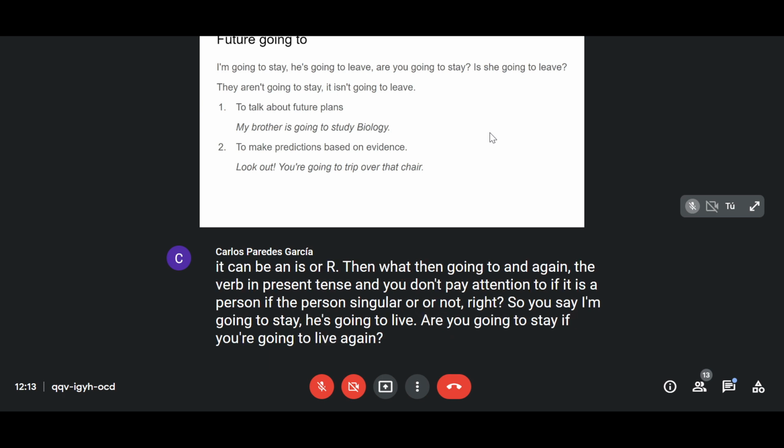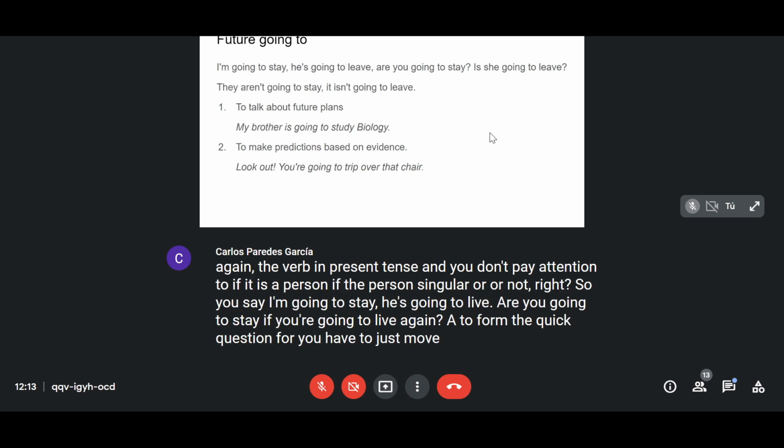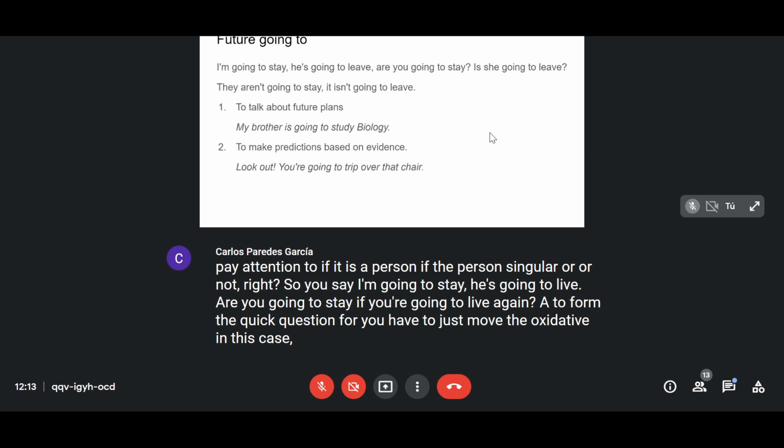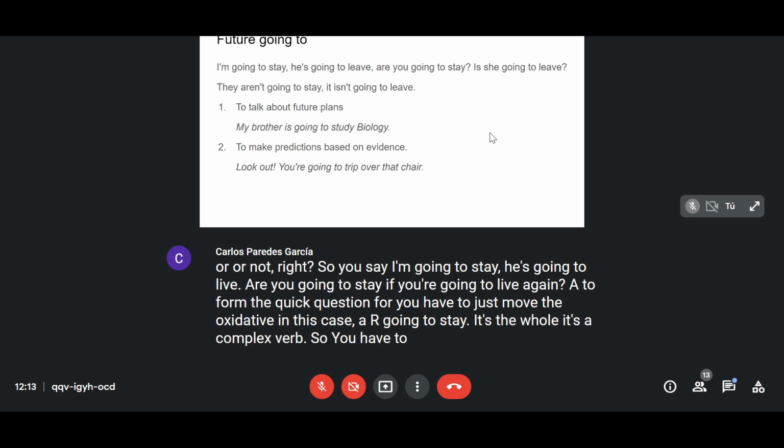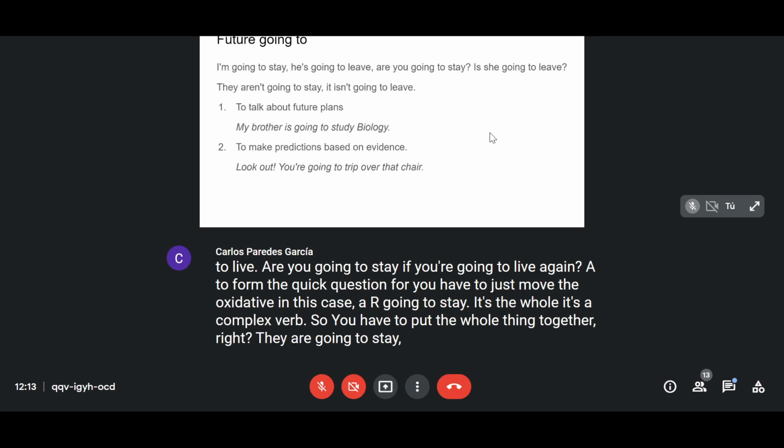Again, to form the question form, you have to just move the auxiliary, in this case, are. Going to stay, it's a complex verb, so you have to put the whole thing together, all right? They are going to stay, it isn't going to leave.